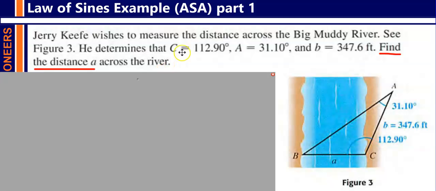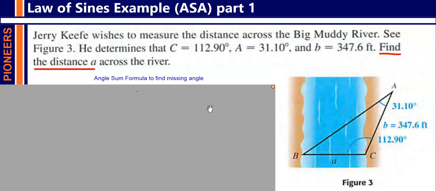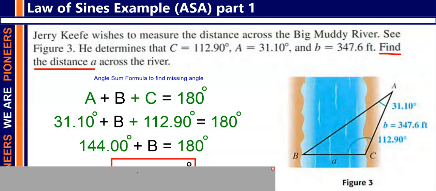See what happens if it's ASA though, angle side angle. So here we have Jerry Keefe. He wants to measure the distance across the Big Muddy River. We have angle C, angle A, and side B given to us, and we are specifically wanting to find the distance of A. So to always make sure we have everything covered, we always want to find the missing angle. And we really need it in this case because we can't really apply the law of sines yet. So we're going to find the missing angle first.